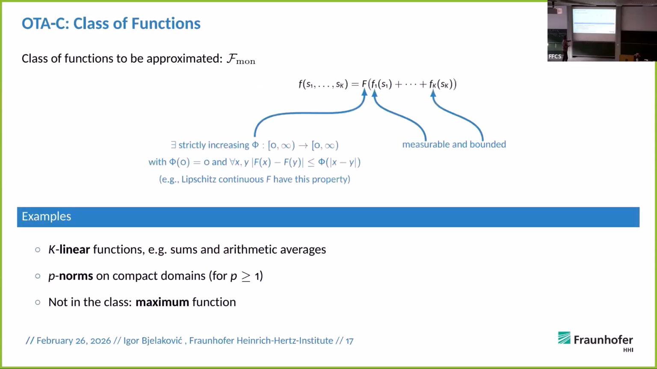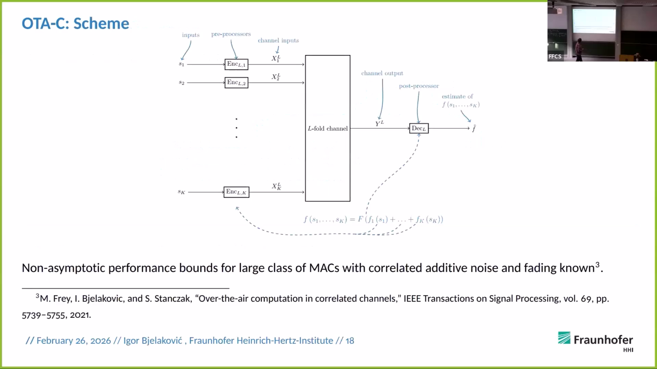We did some work on this with Matthias Frey, where we could compute such nomographic functions under certain assumptions. This class of functions includes obviously linear functions, p-norms, so you can take these linear functions and apply a Hölder continuous function on that, and we could do this. We could do this for a large class of additive MACs with correlated additive noise and correlated fading. We just assume that the fading and noise are sub-Gaussian processes with arbitrary correlation. Just performance bounds without secrecy.